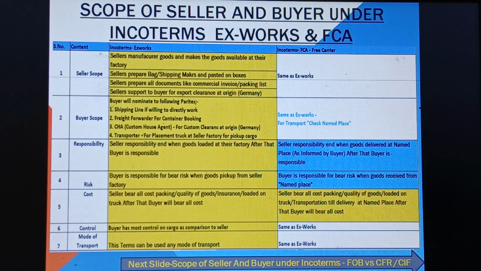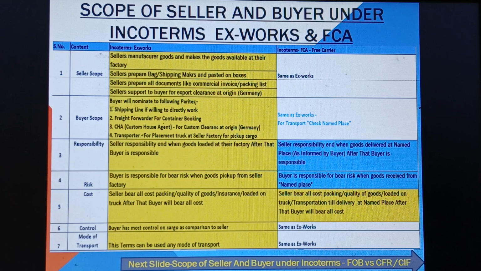Just understand, once your procurement team's contract is done on Exworks or FCA basis under the import, first you see in the contract that it is Exworks Germany. So what is your next step? What is the seller's responsibility? The overseas seller's responsibility is to manufacture the goods and make the goods available at their factory. Second, the seller prepares bag and shipping marks and pastes them on the boxes as per the requirement of the buyer.